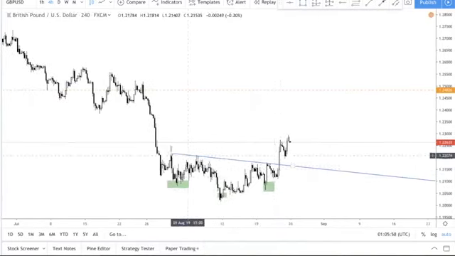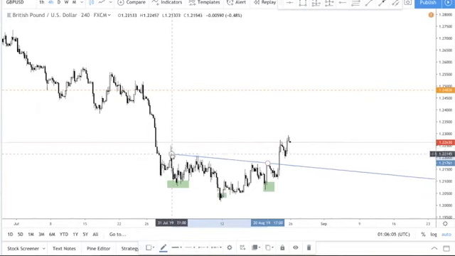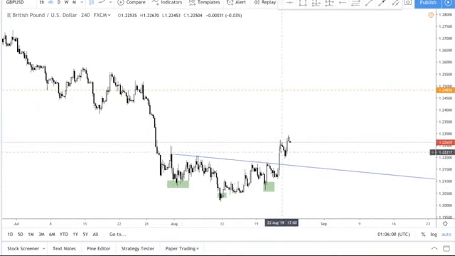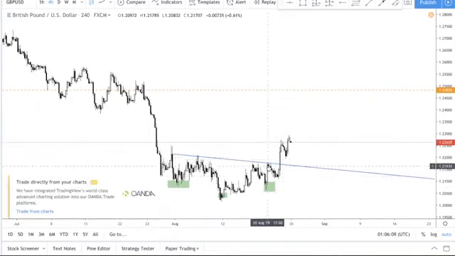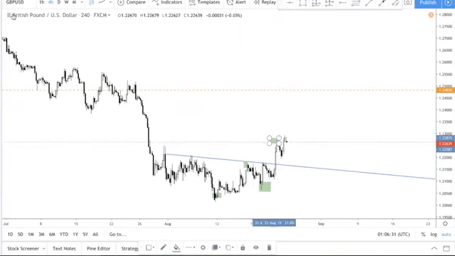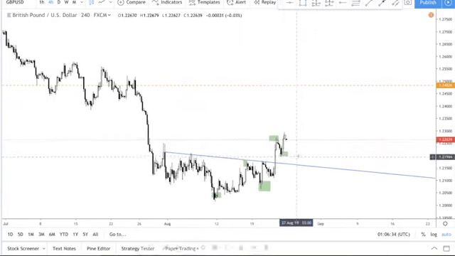No matter how you draw the neckline, like that or like that, it doesn't matter because the conclusion is still the same: this neckline has been broken and this inverted head and shoulders has been confirmed. More importantly, why we are bullish about this currency pair is because of the structure. This is a high, this is a low, this is a higher high, and this is a higher low. So more than having a confirmation in terms of a chart pattern, we also have a bullish structure: higher highs, higher lows.